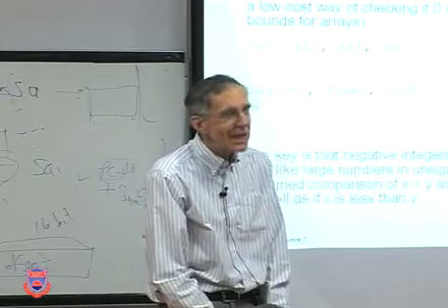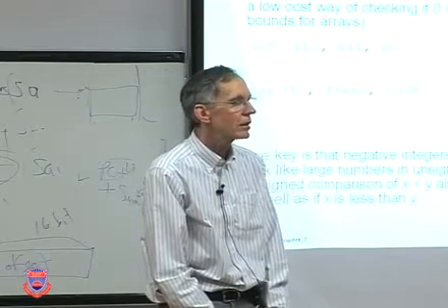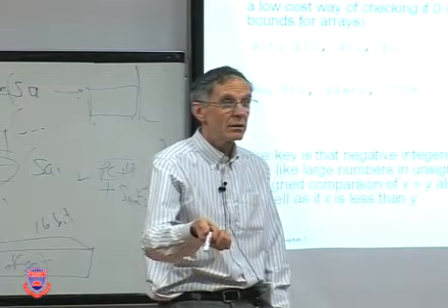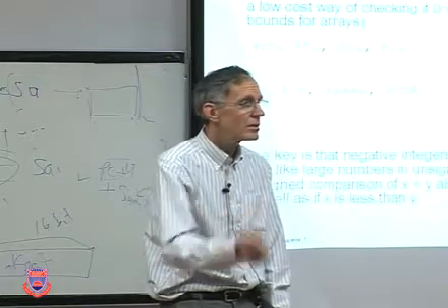So bounds checking is a very important thing to do, isn't it? Now, you all know the difference between C and Java on that point? What does Java do? What does C do on bounds checking?